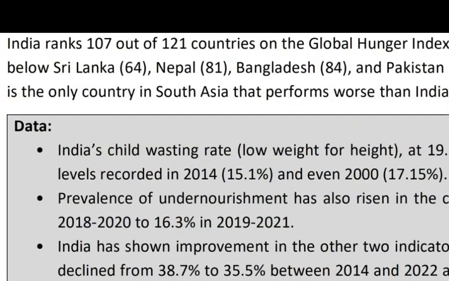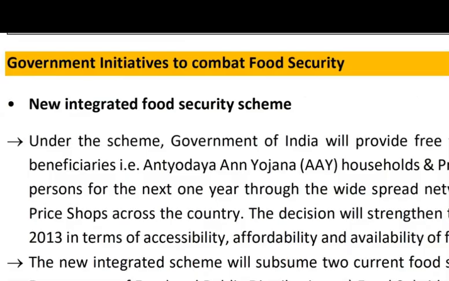And what is child stunting? Child stunting is when a child is too short for his or her age, and it is the result of chronic or recurrent malnutrition. You can say that child stunting is a contributing risk factor to child mortality and is also a marker of inequalities in human development. Now, let's see some of the government initiatives to combat food insecurity.